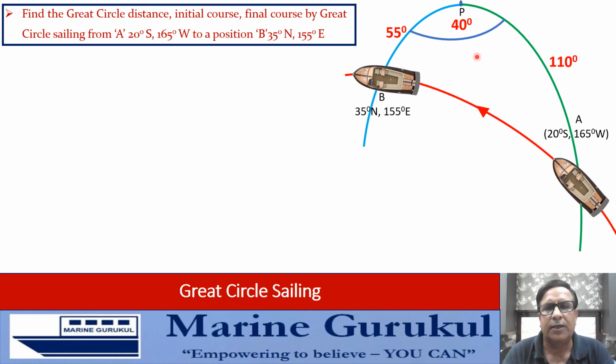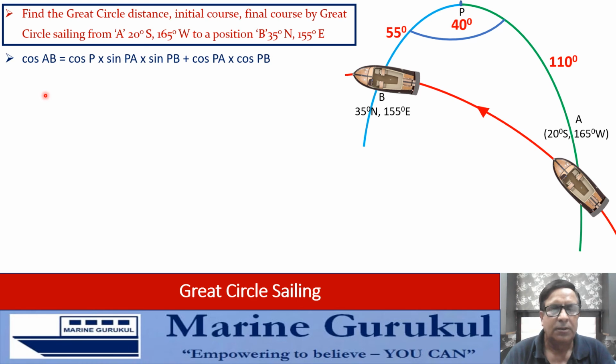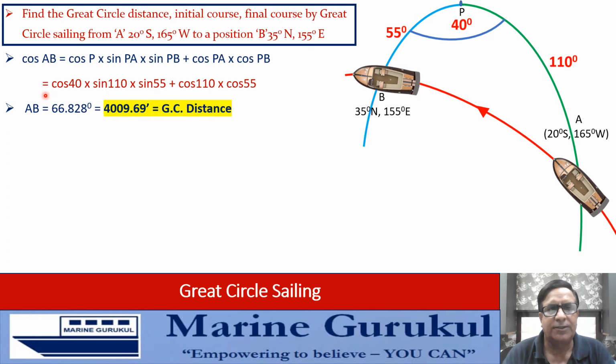Now having made the triangle and loaded the information, it's only a matter of applying the formula. We write the cosine formula for side AB. We know all the parts on the right hand side. We put their values and we get AB as 66.828 degrees, which translates into 4009.69 minutes. That means great circle distance from A to B is 4009.69 nautical miles.